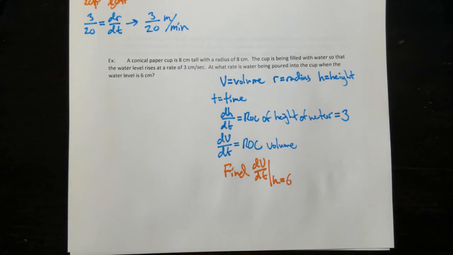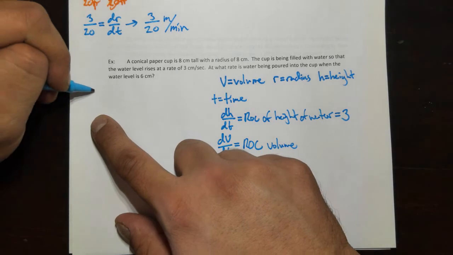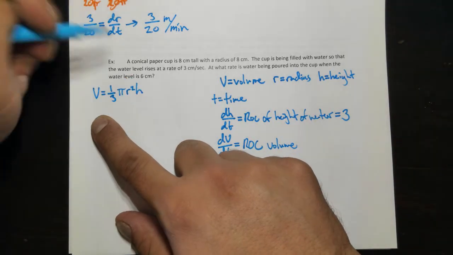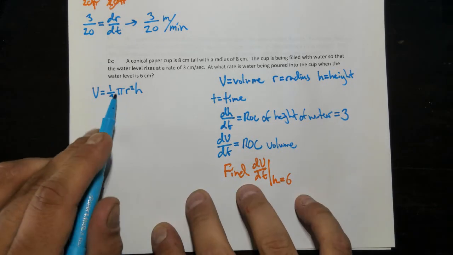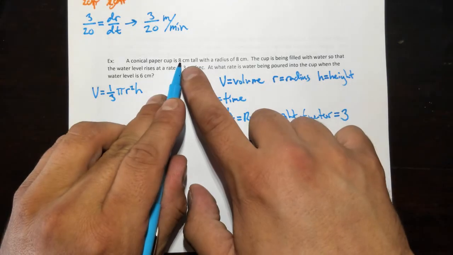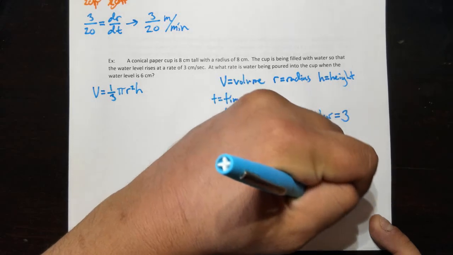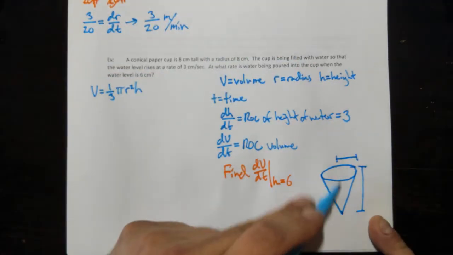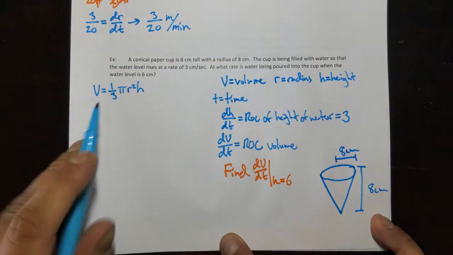Okay. So now we need to come up with an equation. Well, this is a conical paper cup, so the volume of a cone, if you've forgotten, is V is equal to 1/3 pi r squared h. Now, this is a nice problem for us. Notice that the paper cup, let me draw a picture here. Notice that the radius of the paper cup is the same as the height. I didn't draw this to scale, but the paper cup is 8 centimeters tall, and the radius is 8 centimeters.